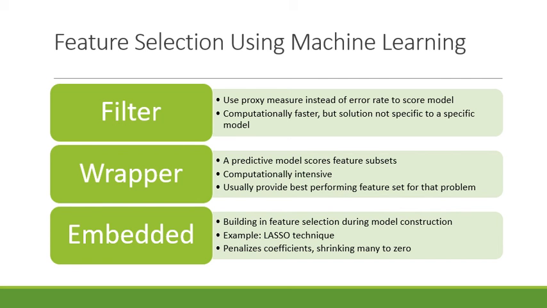Wrapper is very computationally intensive, but also very accurate for a particular problem. And then embedded is built-in feature selection when we construct a model, and it basically penalizes the coefficients of our variables that aren't effective, shrinking most of them to 0.